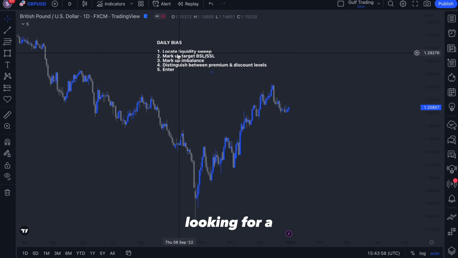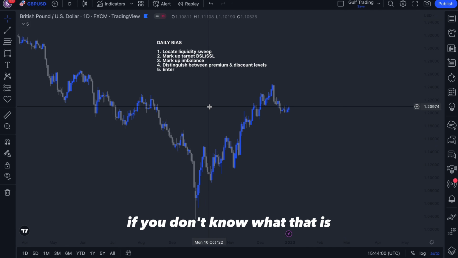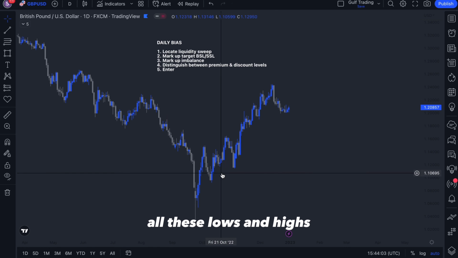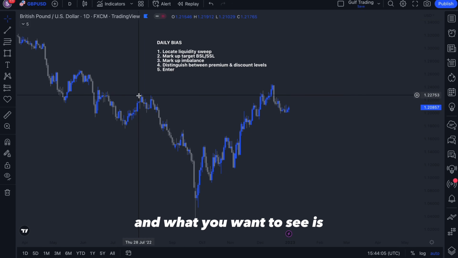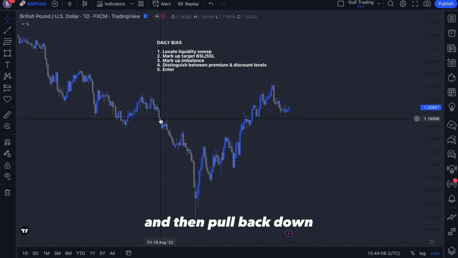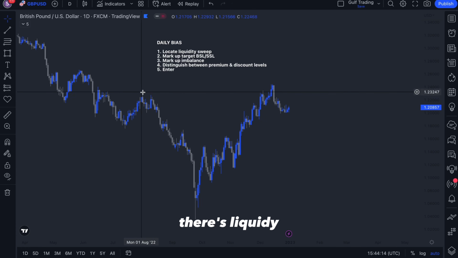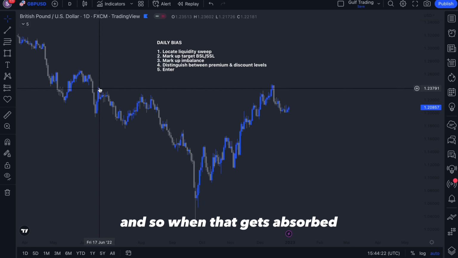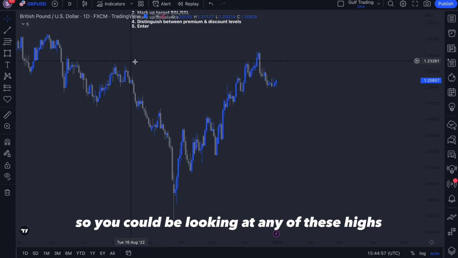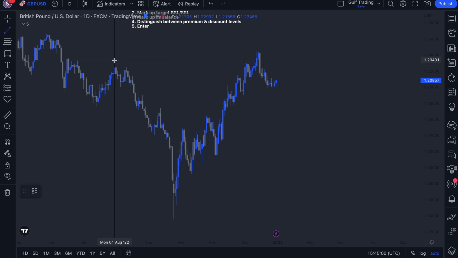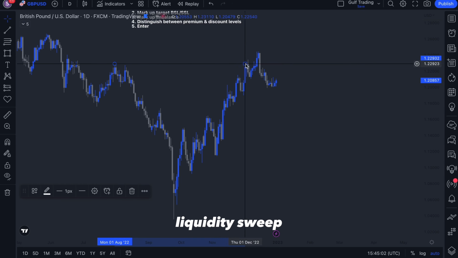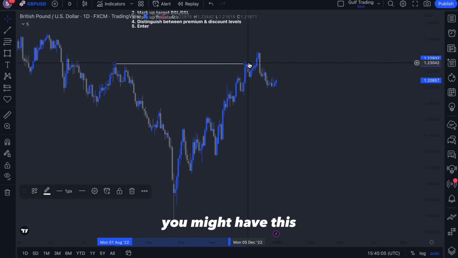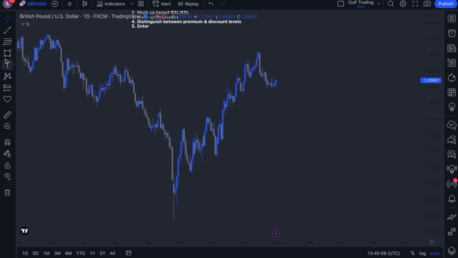So step 1 is looking for a liquidity sweep. If you don't know what that is, you've got liquidity above all these lows and highs. There's liquidity, and what you want to see is price break above and then pull back down because liquidity is being absorbed. So as you know, there's liquidity resting above highs like this and this high over here. And so when that gets absorbed, price is going to shoot above it and then shoot down. So obviously you could be looking at any of these highs for a liquidity sweep. For example, here, you could call this liquidity sweep back at the start of December. This might have given you your daily bias, but for now it's going to be concentrating on the most recent one, which is going to be this high over here.